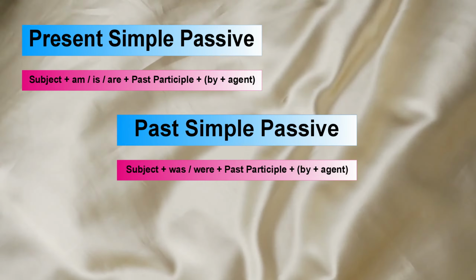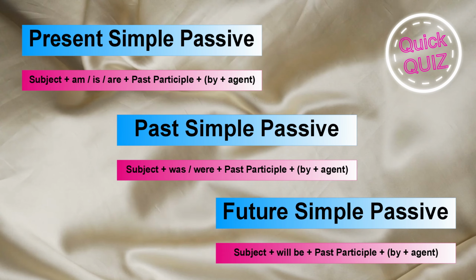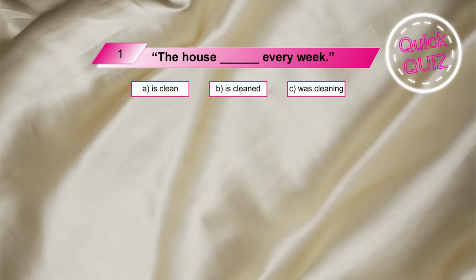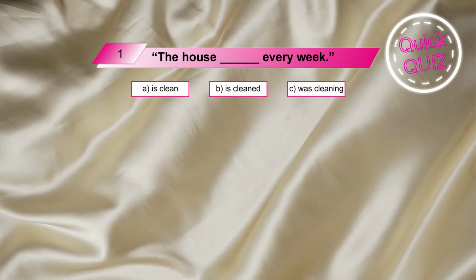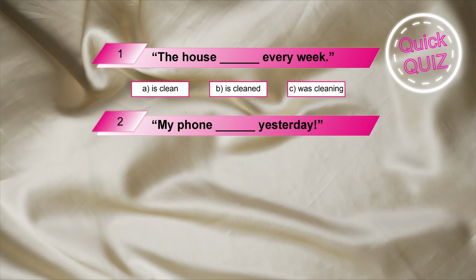Remember the theory? Practice creating your own sentences. And now it's time for a quick test to see what you've learned. Okay. 3 quick questions. Choose the correct passive form. Ready? The house blank every week. A. Is clean. B. Is cleaned. C. Was cleaning.